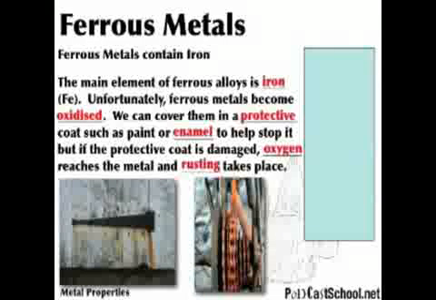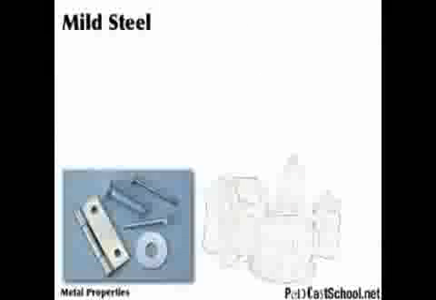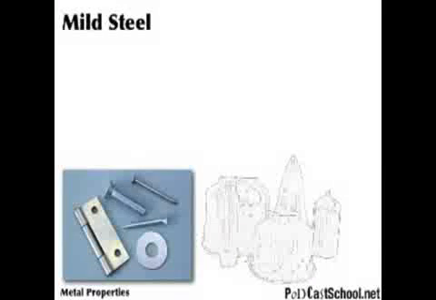And you can see there's some rusting in action, and really what rust is, is iron oxide. And it's red, and it's that redness that we can see on rusted iron and rusted ferrous metals. Now, let's come to something called mild steel.